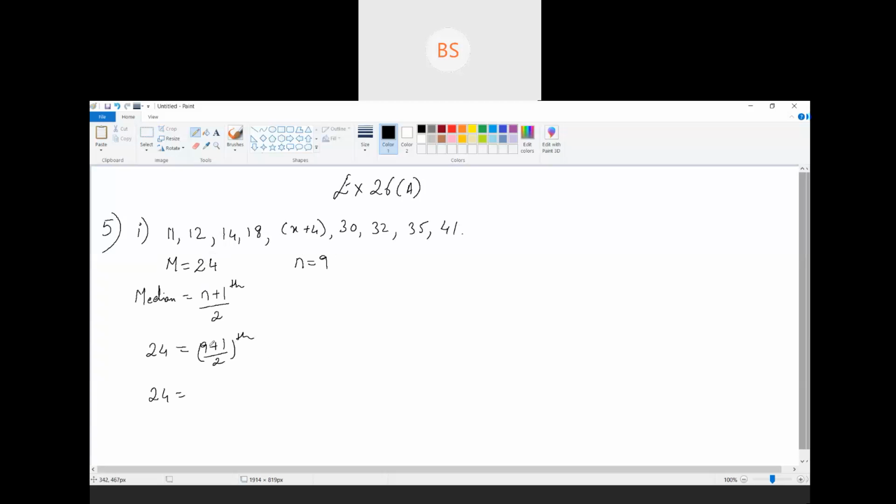Now as we can see, the fifth term is x plus 4. So 24 is equal to x plus 4. Therefore x will be 24 minus 4. So x is equal to 20. Yes. Any doubt in this?